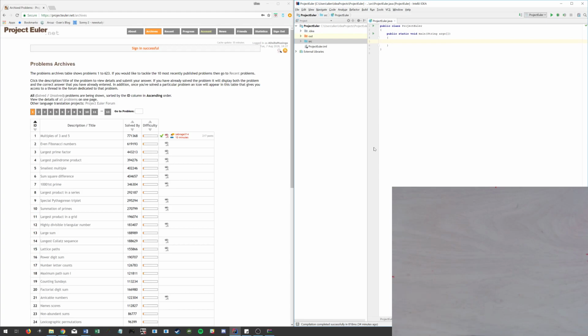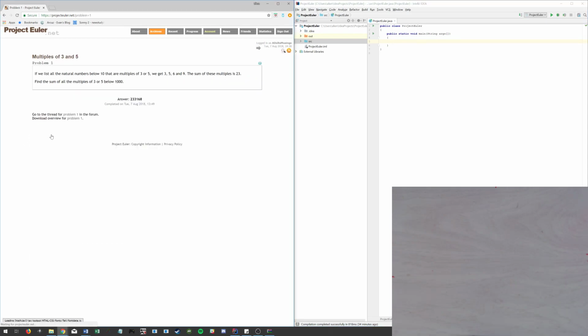Today we are going to talk about Project Euler and in particular the first Project Euler problem. So let's get right into it.